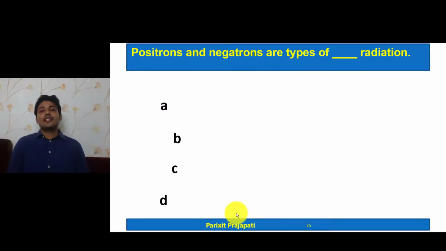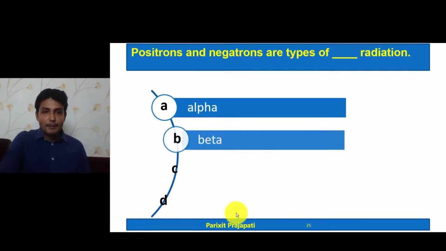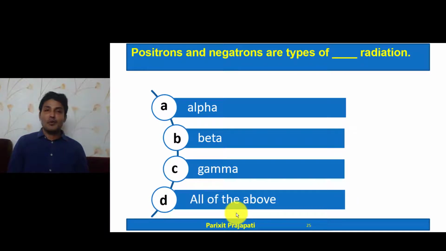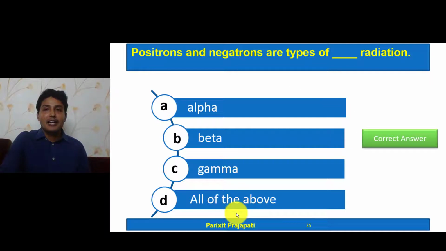Now positrons and negatrons are a type of which radiation? Alpha, beta, gamma, or all of the above? So already we said that beta particles can be positrons or negatrons. Electrons mean negatrons and positively charged means positrons. So the correct answer is beta radiation. Positrons and negatrons are beta radiation.